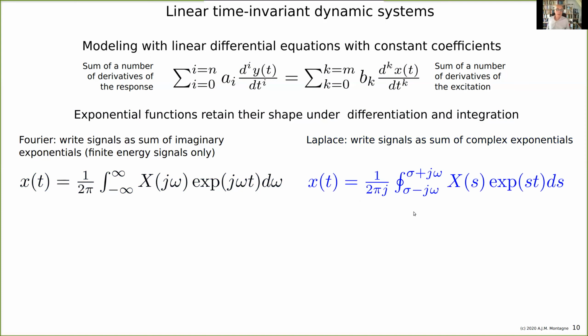Laplace writes it as a sum of complex exponentials. And usually you can apply this rather than the Fourier one, because you don't have the condition for bounded signals here.